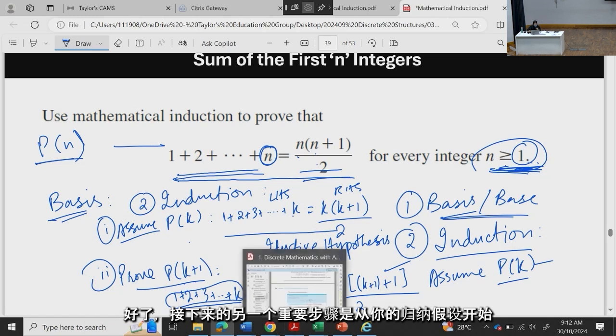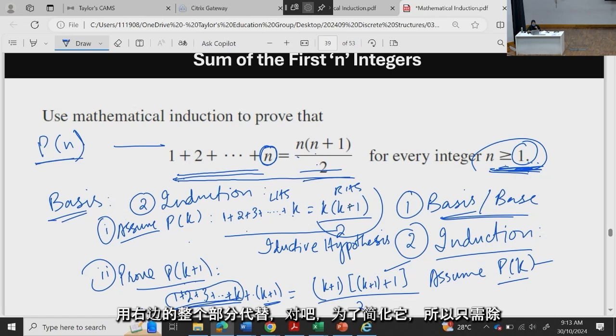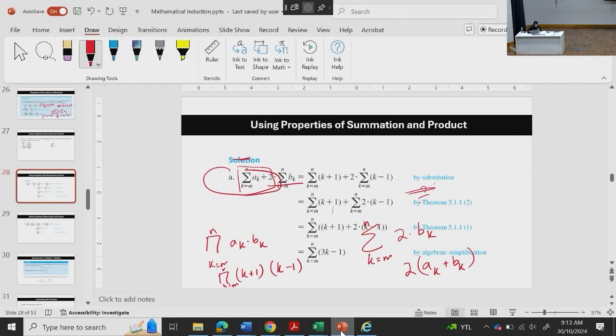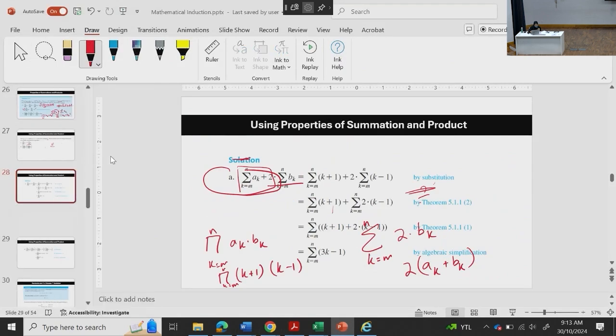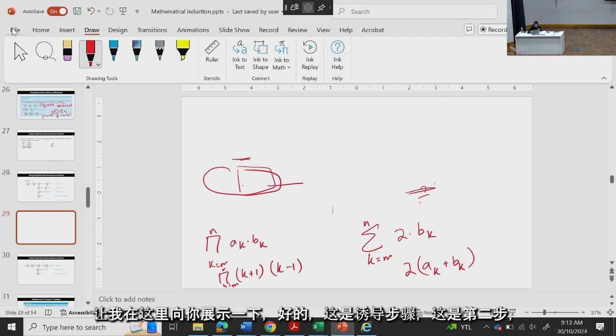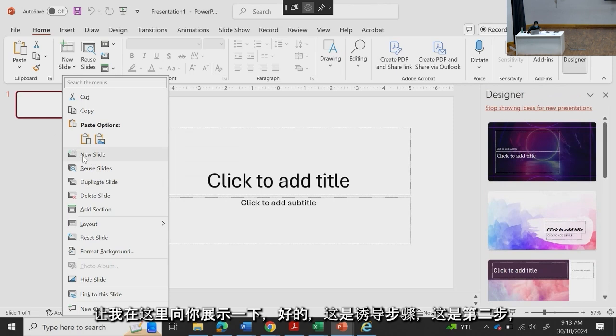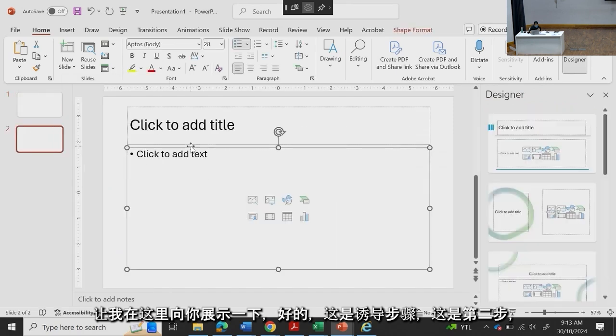After this, another important step is, from your inductive hypothesis you know that 1 plus 2 plus 3 plus ... plus k is equal to this formula, right? So you can substitute this whole part with the right hand side to simplify it. Simply, except for k plus 1, replace everything from the inductive hypothesis. Let me show it to you over here.